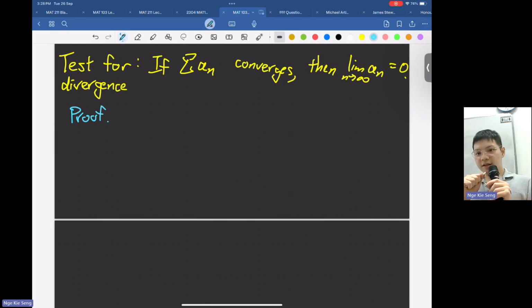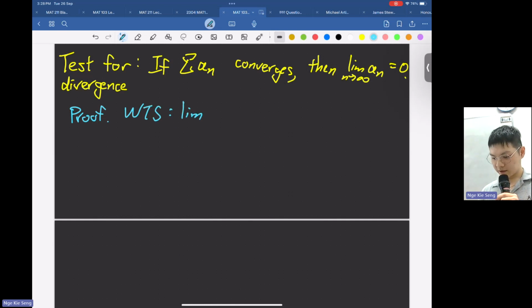Okay, so how should we start? So we want to show what? What do we want to show? We want to show that the limit of n to infinity of an is 0. So whenever I do proof, or I teach proof, the first thing you want to write is your goal. Your goal is very important. Your goal will decide how you start, how you end. If you don't put your goal first, you will soon get lost inside your argument. So put your goal first.